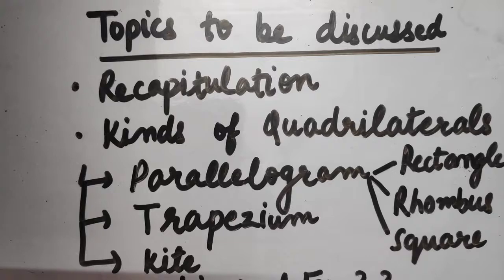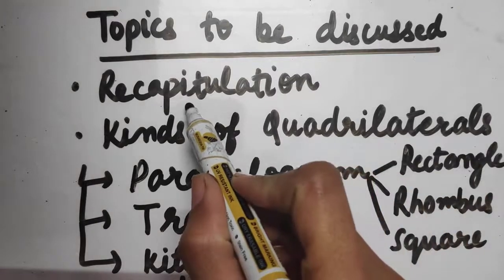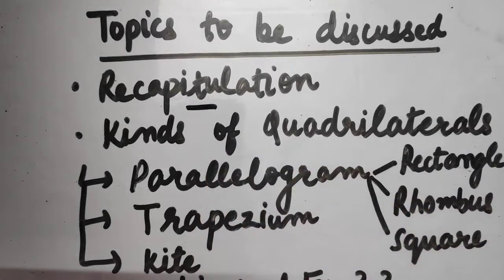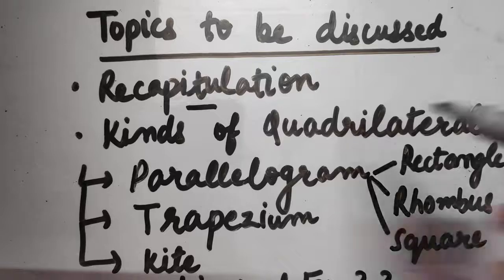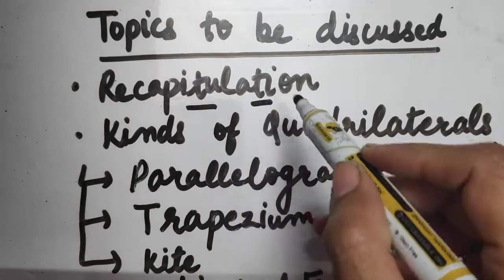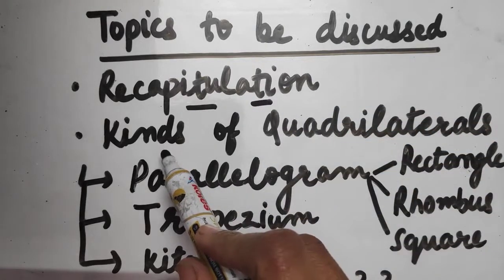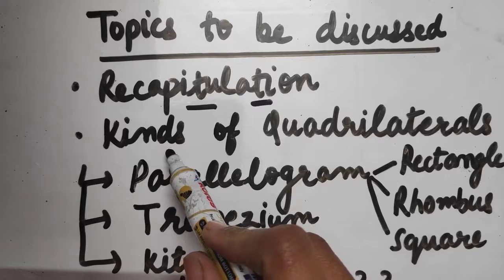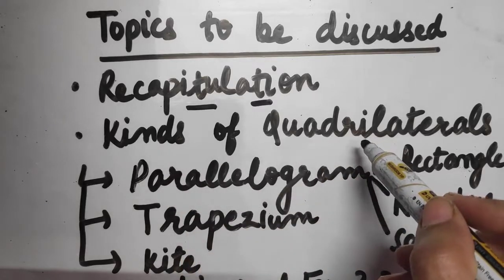Topics which I am going to discuss in this lecture are: firstly, we shall recapitulate about the sum of interior angles of an n-sided polygon. What is the sum of exterior angles of a polygon? Then kinds of quadrilateral. Under this we have studied about parallelogram, so we will be recapitulating about that. Then further in detail we shall discuss the kinds of quadrilaterals.